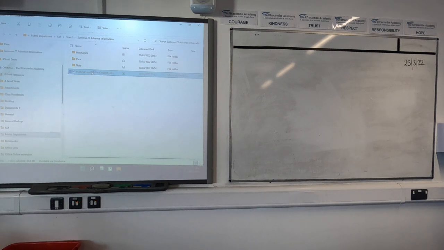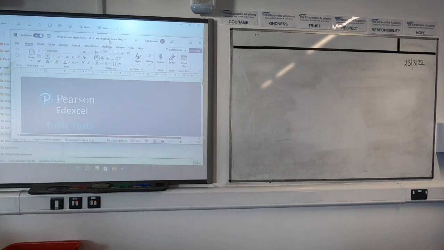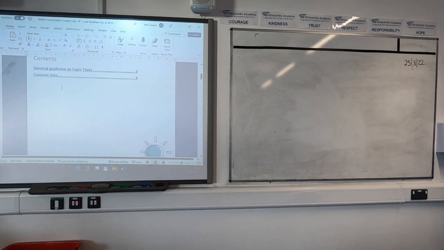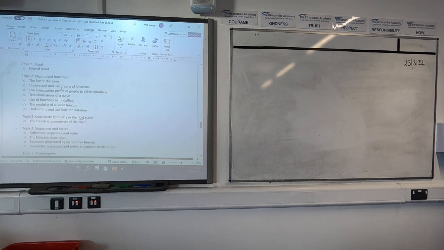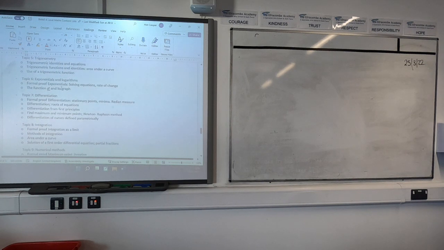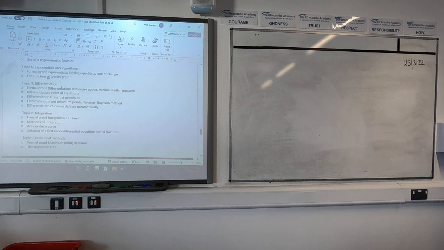So integration, I wonder where we'll find integration. If I open up that Word document, here we are, and scroll down to the pure part of it. Here we go, and I find integration is part of topic 8. That includes things I'm familiar with: integration as a limit, methods of integration, area under curve, solution of first order differential equations, partial fractions. Note those two are together, which is interesting. We did do some questions like that where we used partial fractions within differential equation questions.